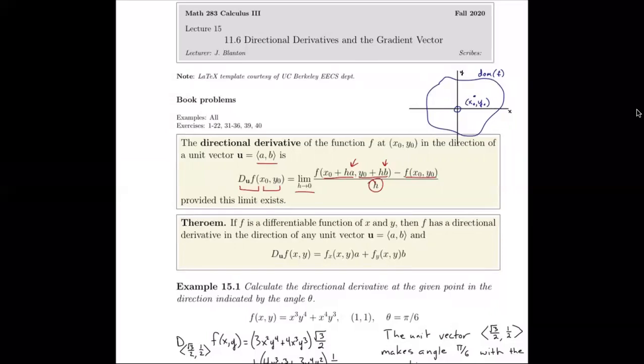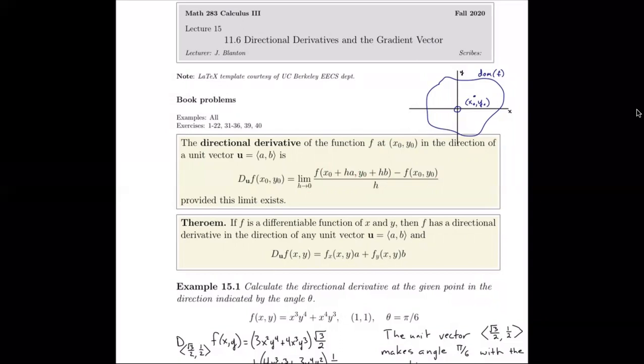So as h runs to 0, we get something that sure looks exactly like what we used to see for derivatives in Calc 1. We're taking the limit as h goes to 0, and the argument of this function approaches the argument of that function as h goes to 0. But this one incorporates the direction u within it with a and b. So that's our definition for it.